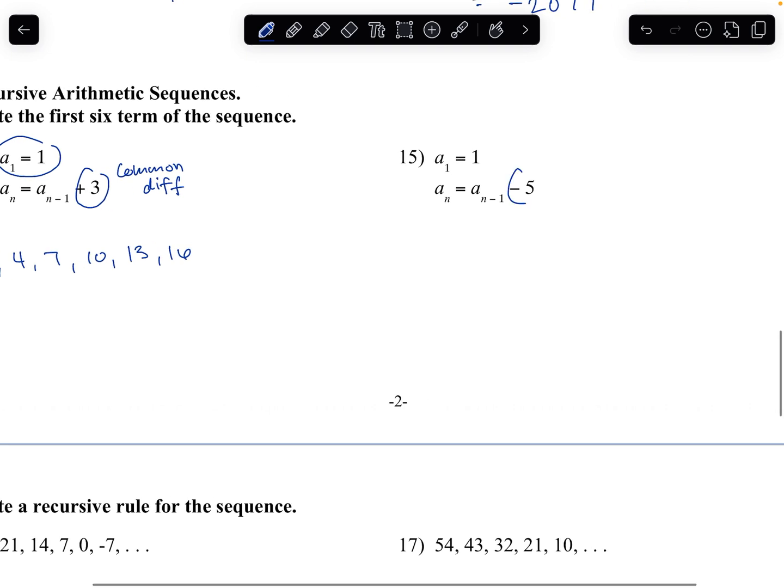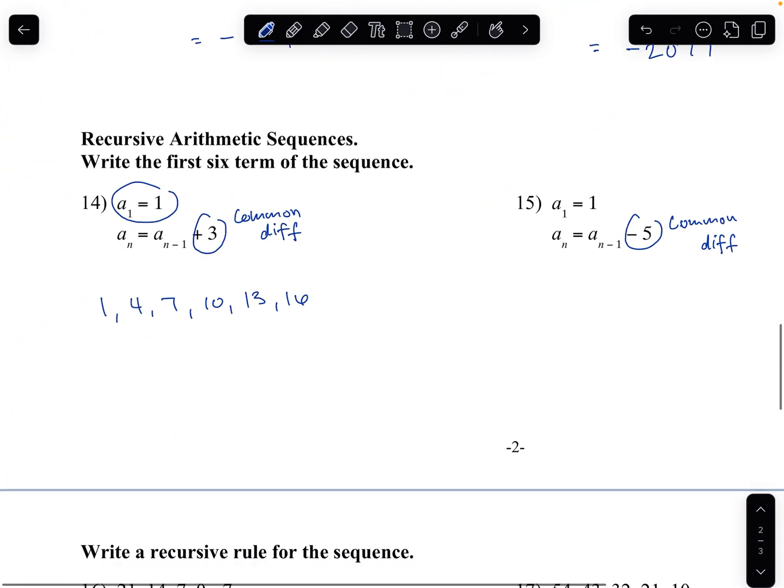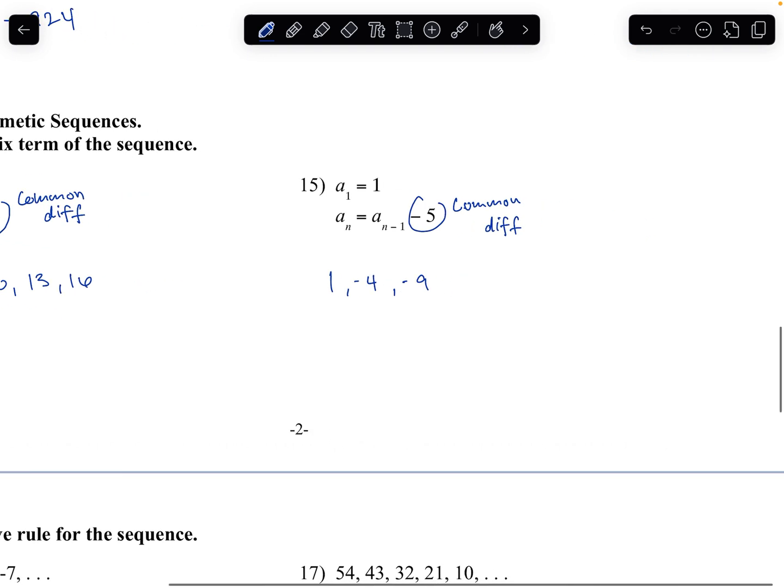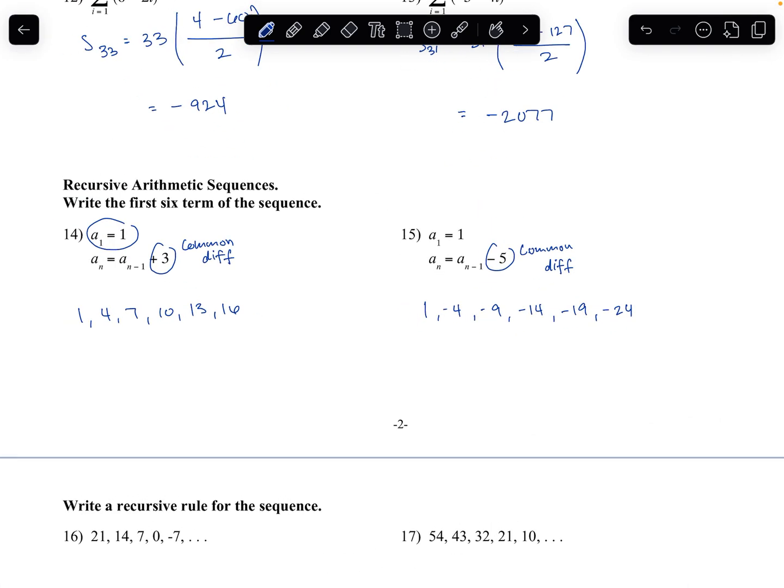Over here, again, this is the common difference right here, and it's negative 5. So we have the first term to be 1. And then we're going to subtract 5, so that's going to be negative 4. We're going to subtract 5, which is going to be negative 9. We're going to subtract 5 again, which is going to be negative 14. We're going to subtract 5, that's going to be negative 19. We're going to subtract 5, that's going to be negative 24. I think that's all the terms that we have right there.